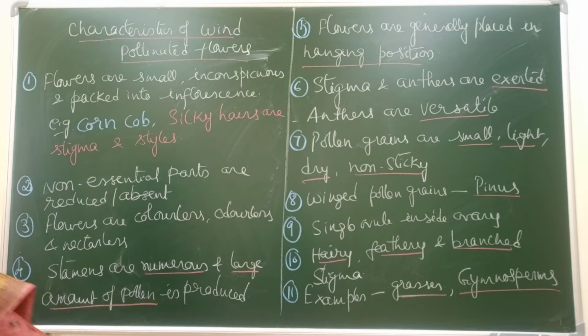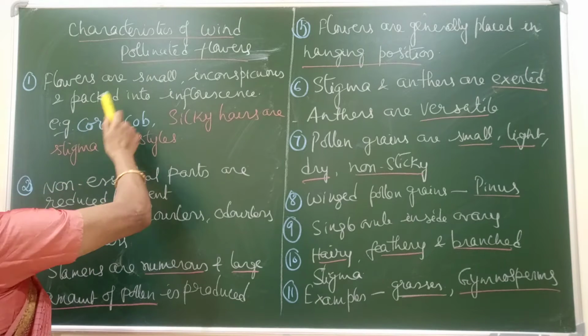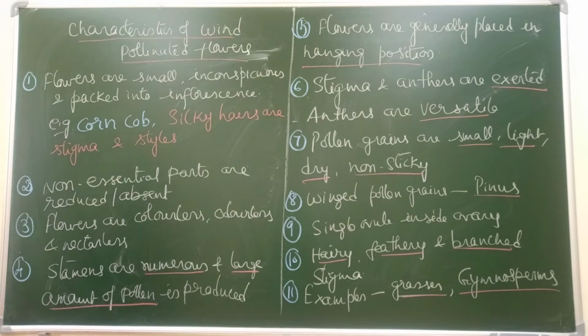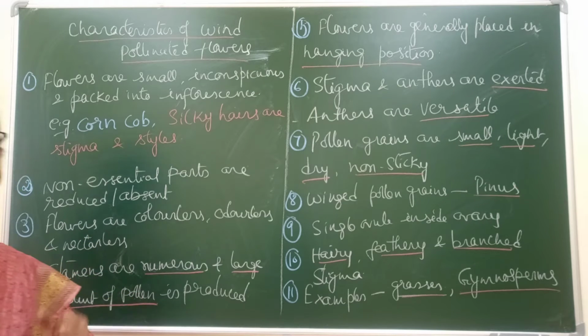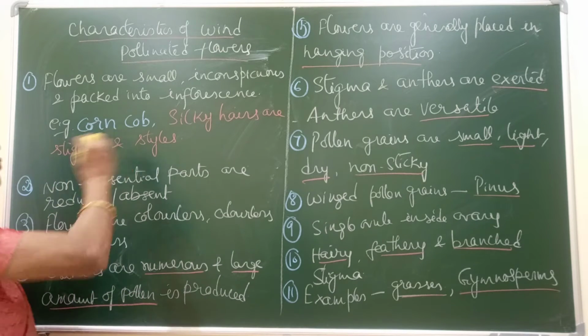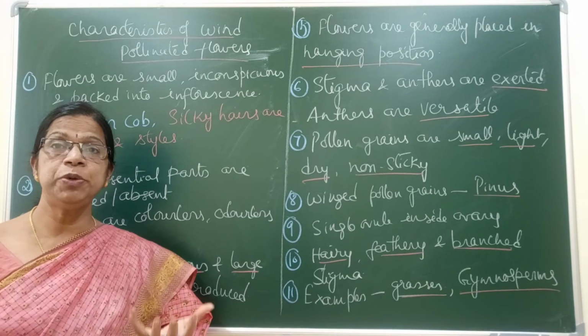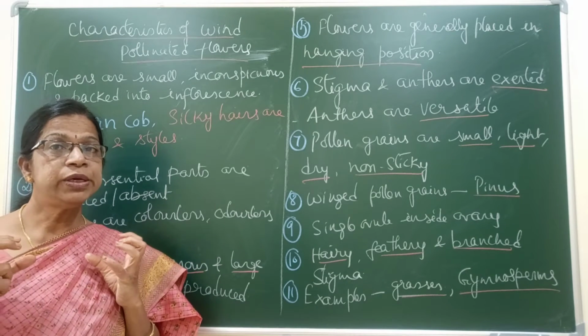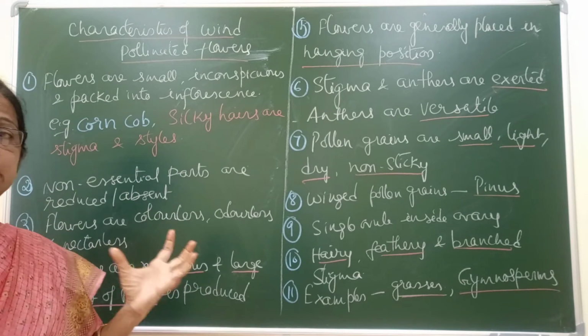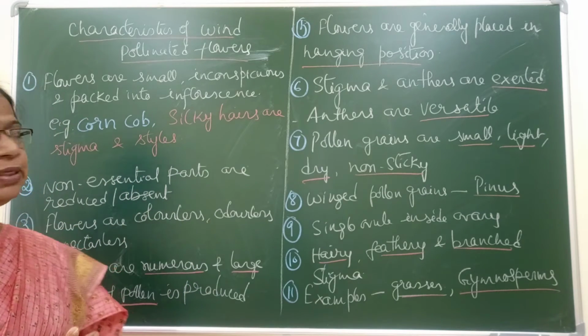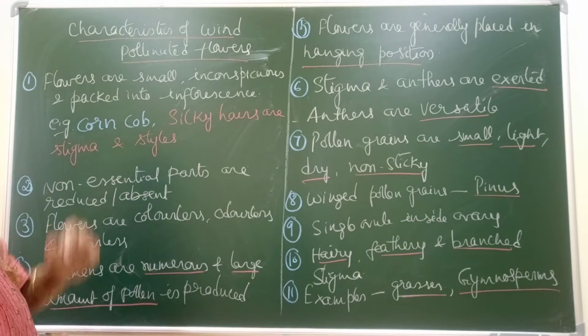Okay, now let us continue with the characteristics of wind pollinated flowers. Let us see what all they show. First point, the flowers are small, inconspicuous and packed into inflorescence. There is no attraction of the flowers required. So the flowers are very small, inconspicuous, not very beautiful, and they are packed into a very closed inflorescence, like for example, corn cob.